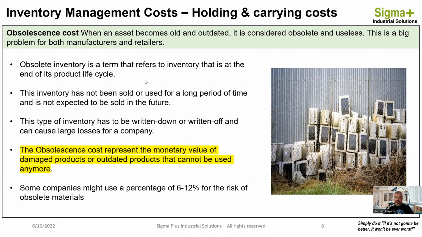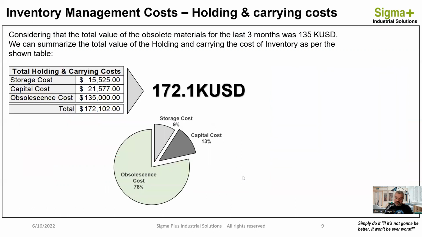Or also some materials could be outdated, meaning that they have a certain expiry date, so they are not useful anymore for the production, right? This type of inventory has to be written down or written off and can cause large losses for the companies in case they have been used by mistake in the production. The obsolescence cost represents the monetary value of damaged or outdated products that cannot be used anymore. Some companies might use a percentage of 6 to 12% for the risk of obsolescent materials.